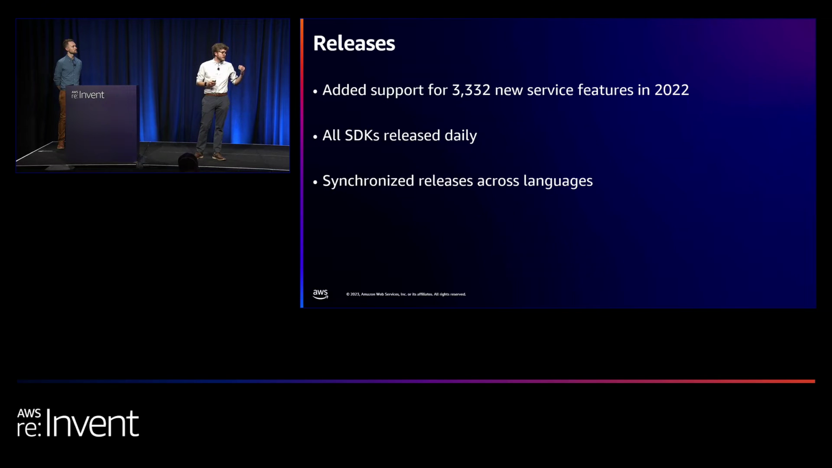In addition to supporting new services, we also have to support new features for existing services in our SDKs. In the past year alone, we added over 3,000 new features from services into our SDKs. We also release these SDKs daily. We have to synchronize these releases to make sure that a developer at reInvent who wants to program in, let's say, Python, doesn't get a feature at a different time than a developer that wants to program in maybe Rust.